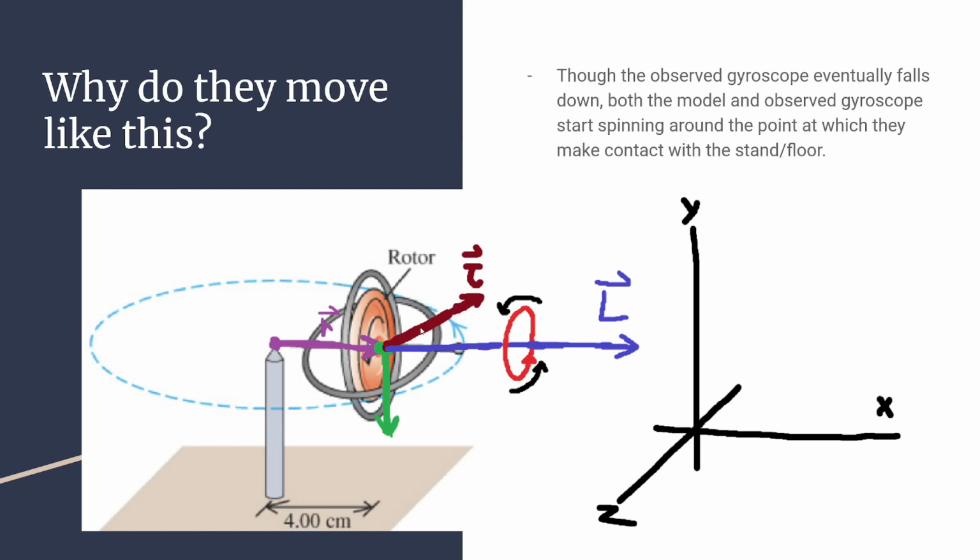Though the observed gyroscope eventually falls down, both the model and the observed gyroscope start spinning around the point at which they make contact with the stand. So wherever that pivot point is, they both start spinning around that point. Why is this? Well, from the right-hand rule, we know that the angular momentum points in this direction. Then if we take r cross F, we know that the torque from gravity acts in this direction.